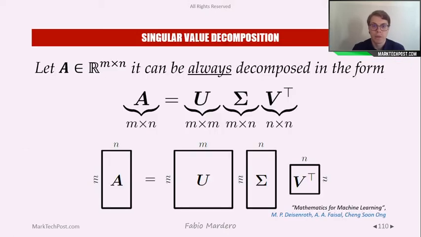This technique is called singular value decomposition and states that every matrix of shape m times n can always be decomposed in the form of A equal to a square matrix U, multiplied by this sigma matrix, which has the same dimensions as the original one, and the transpose of another square matrix, called V. In this picture you can see their dimensions.